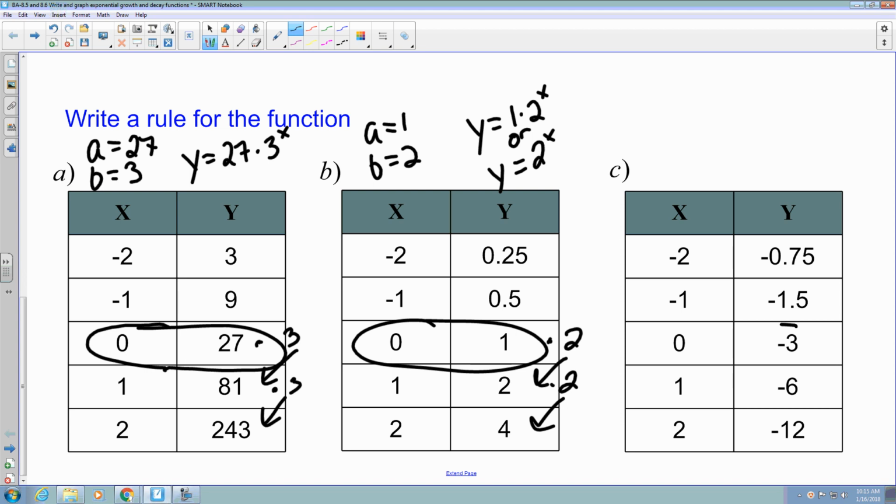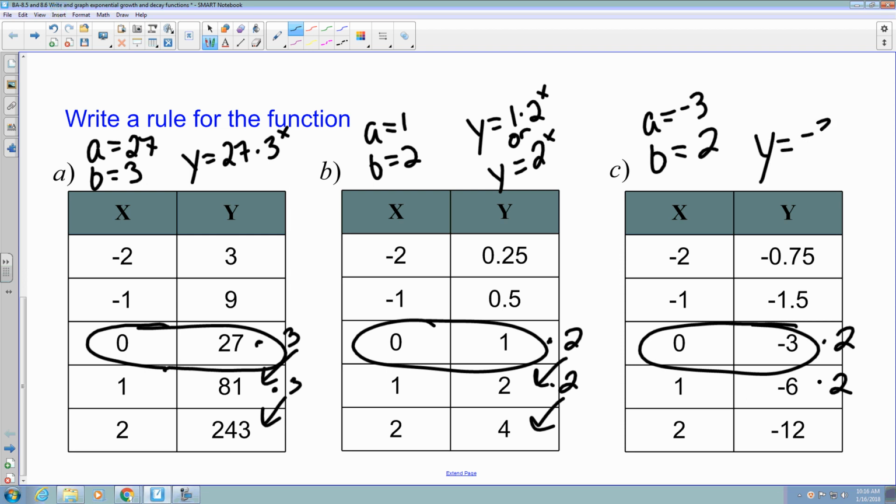Final example here, I look at where x is 0, y is negative 3, so a will be negative 3. To find b, I multiply, looks like this by 2, multiply this by 2. It's consistent, so that means b is 2, so my rule will be y equals negative 3 times 2 raised to the x power.